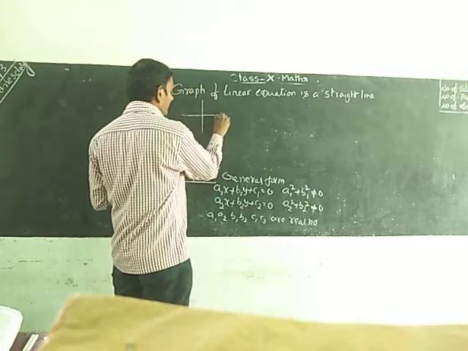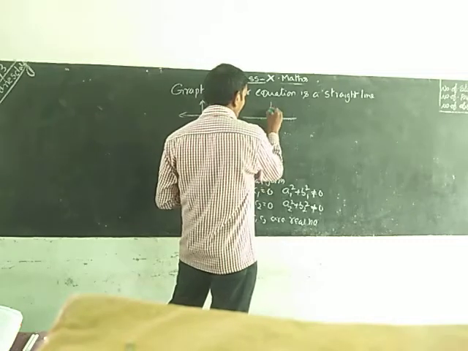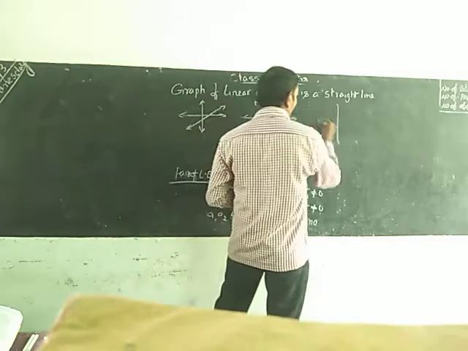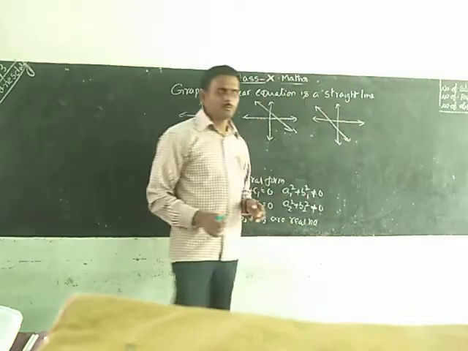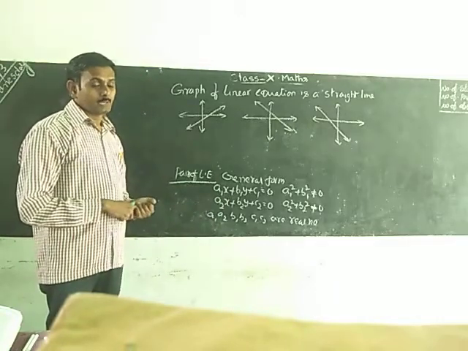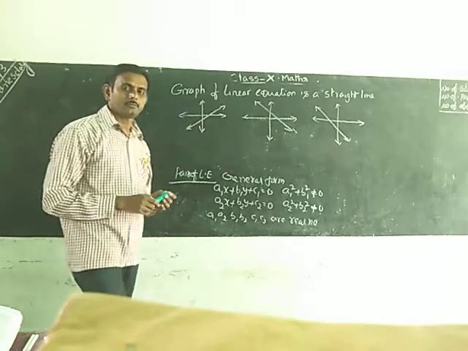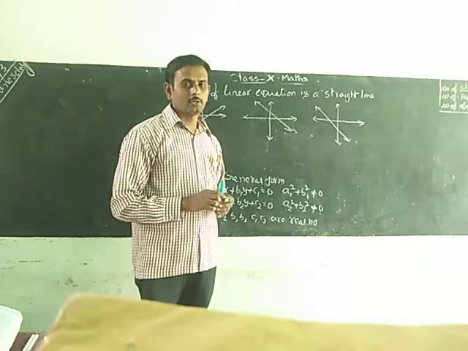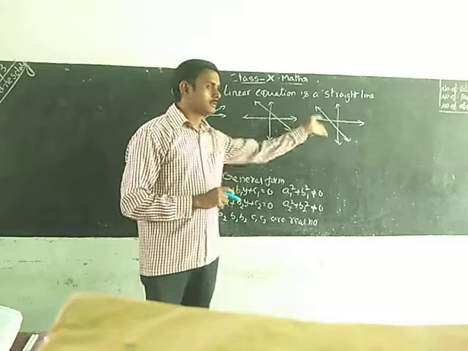That means if you draw a graph, we may get it like this, or like this, or like this. Which quadrant it is located in, Q1, Q2, Q3, is not important to us. But if you draw a graph for a linear equation, it is a straight line. If you observe here, this is one graph, this is one graph, this is one graph.